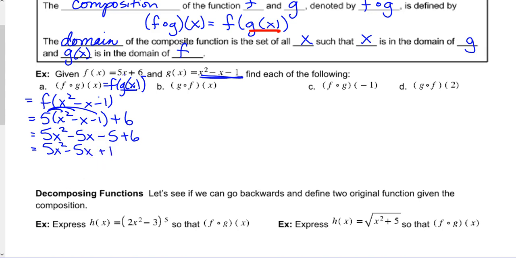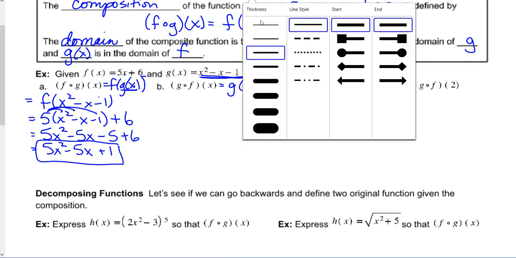Now, does it ask me for the domain? If it would have asked me for the domain, here would be all real numbers, because we're working with polynomials. That's really nice. Now, I've switched the order here. So by definition, this means that I need to do g of f of x. And in a sense, we're kind of going backwards here. So again, go to your f of x function.